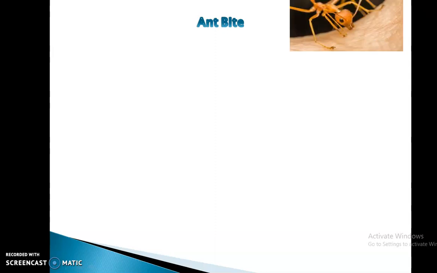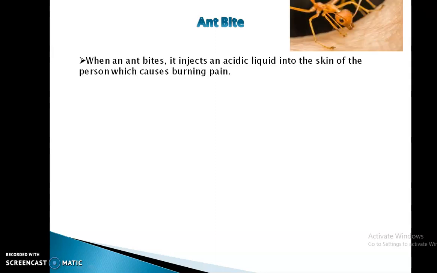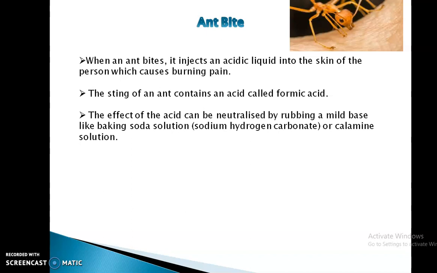The next example we have seen here is about an ant bite. When an ant bites us, it releases a kind of acid into our skin, and that acid causes the burning sensation. This acid is nothing but formic acid. Because it is an acid, it causes inflammation to our skin. The effect of acid can be neutralized when we add some mild base like sodium hydrogen carbonate, which is the chemical name for baking soda, or calamine solution.